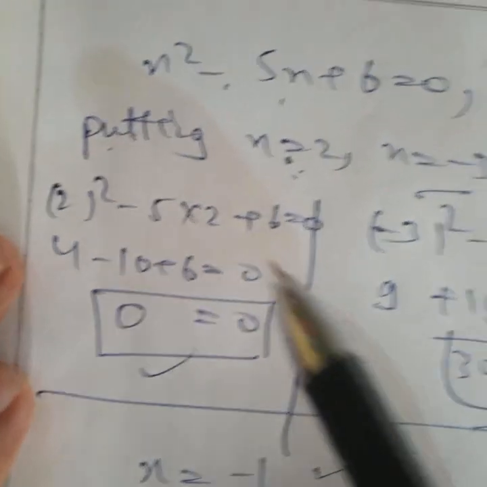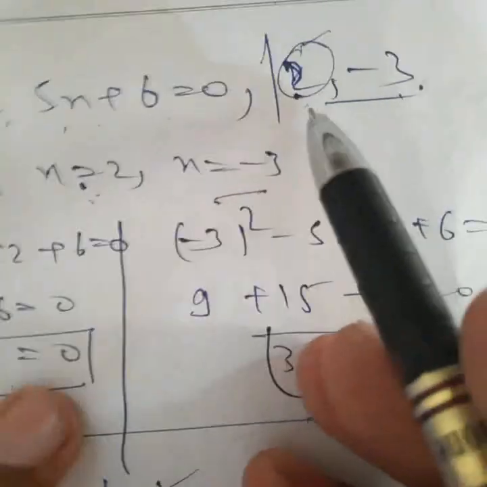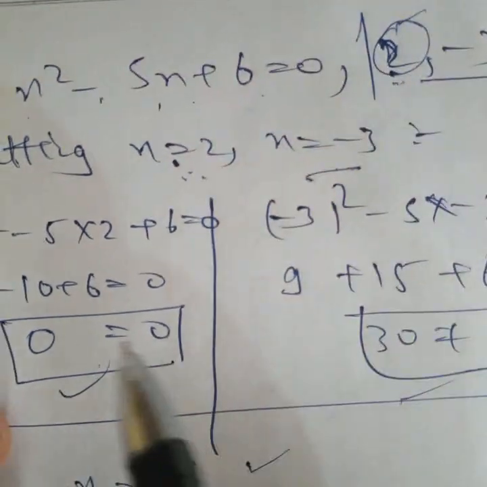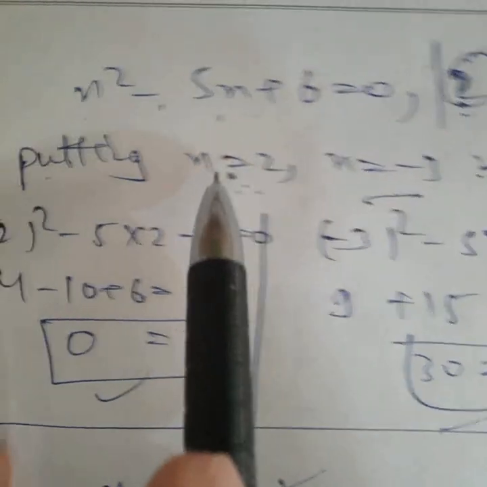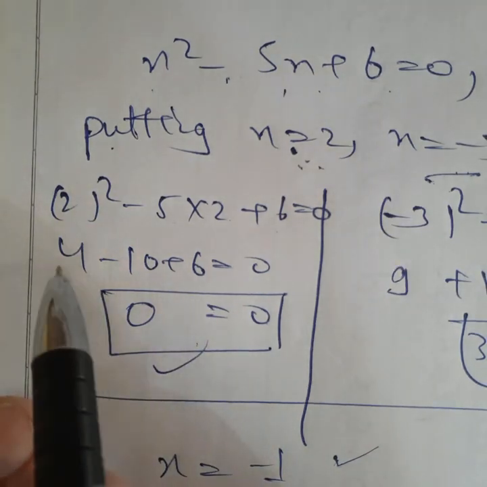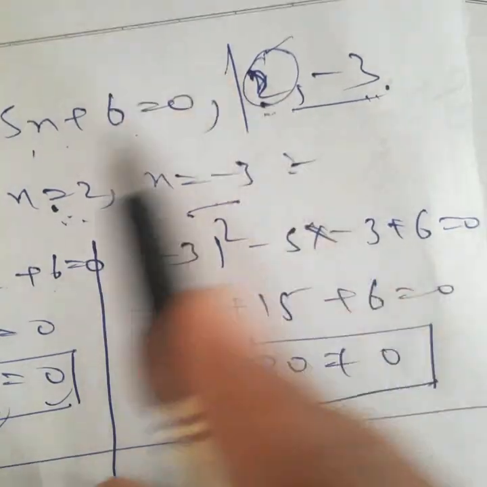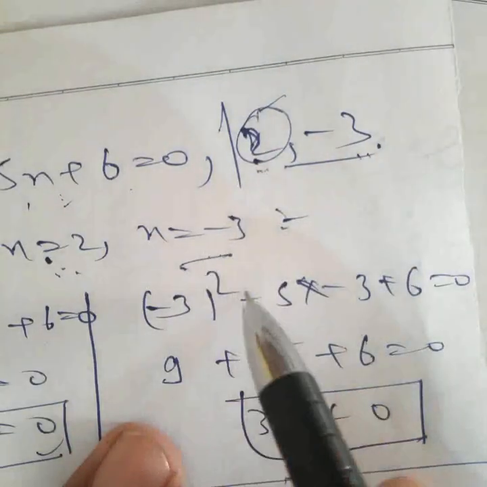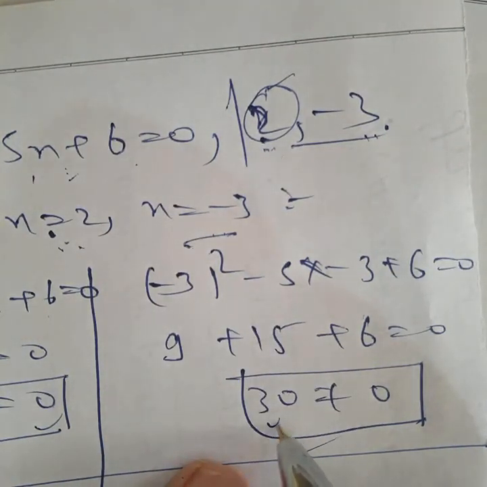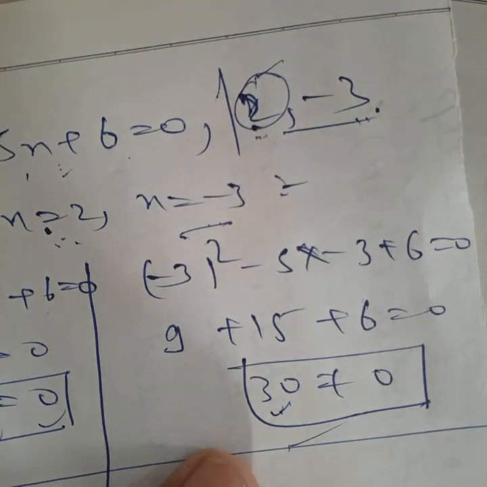Now the second part of question number 2 is x square minus 5x plus 6 is equal to 0. The given values of x are 2 and minus 3. First we put x is equal to 2. So 2 square minus 5 into 2 plus 6 is equal to 0, and solving we will get 0 on both sides. So we can say that x is equal to 2 is a solution of this particular equation. Now putting x is equal to minus 3 and solving, we will get 30. The value of the equation becomes 30, which is not equal to 0, which means x is equal to minus 3 is not a solution of the equation.